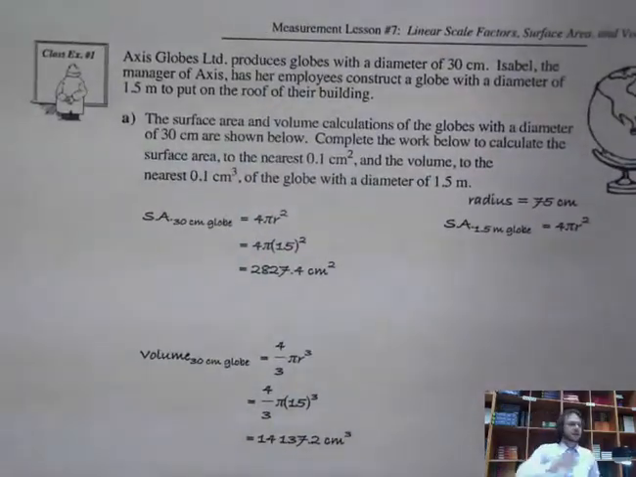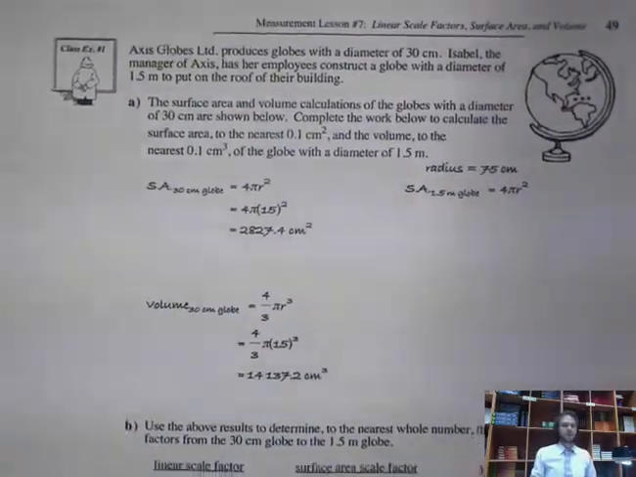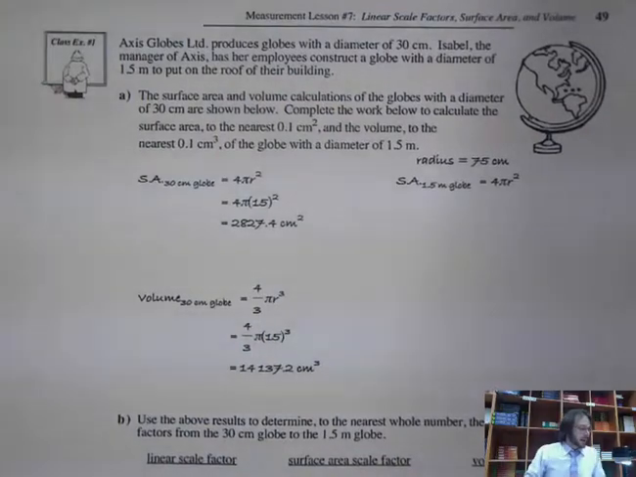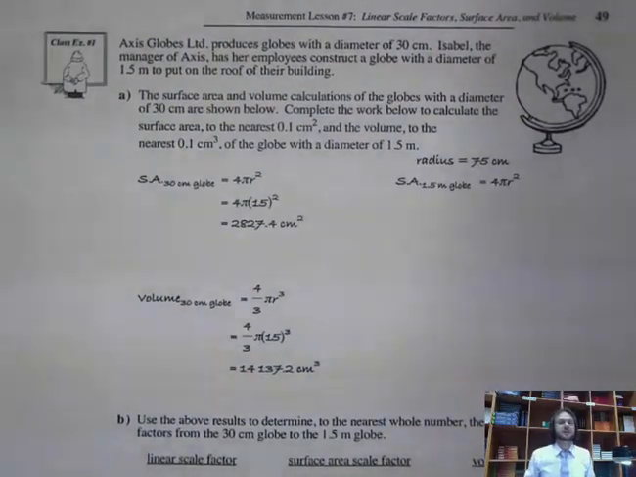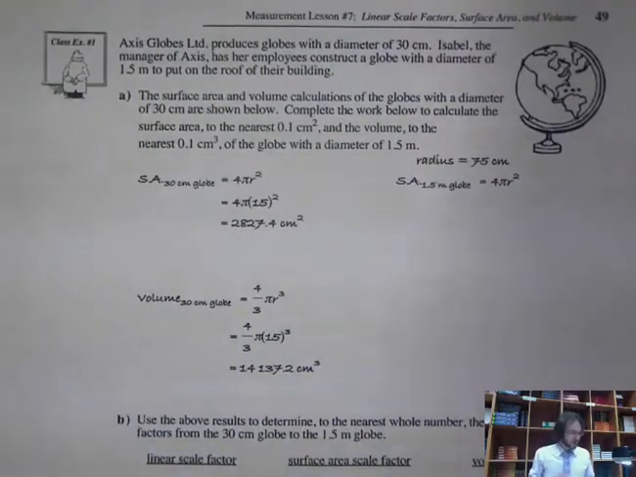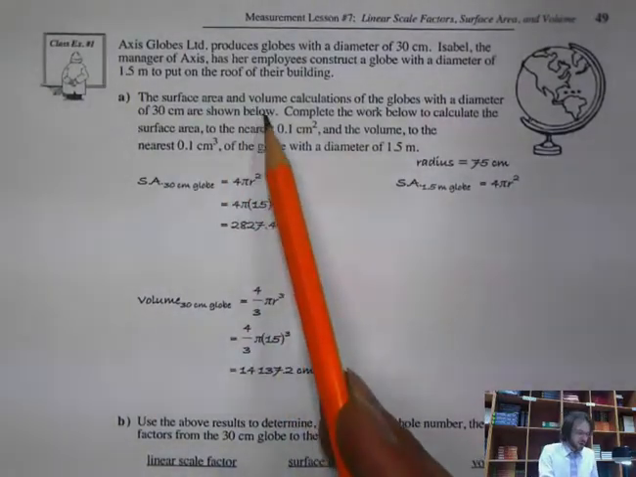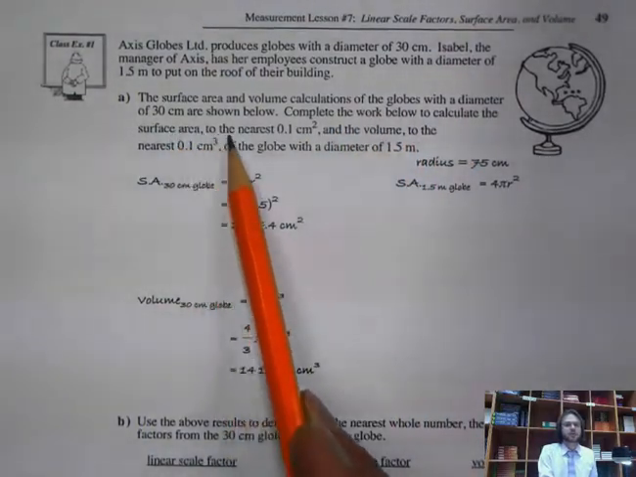Now we're going to look at class example number 1. Axis Global Limited produces globes with a diameter of 30 centimeters. Isabel, manager of Axis, has her employees construct a globe with a diameter of 1.5 meters to put on the roof of the building. Okay? Now, the surface area and volume calculations of the globe with a diameter of 30 centimeters are shown below.